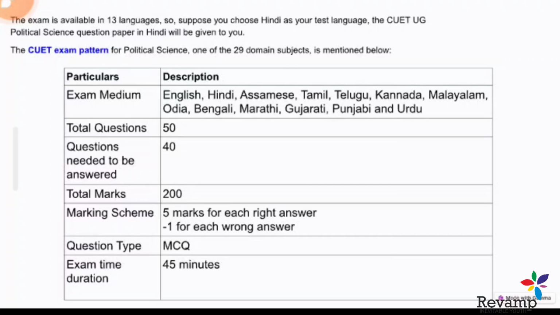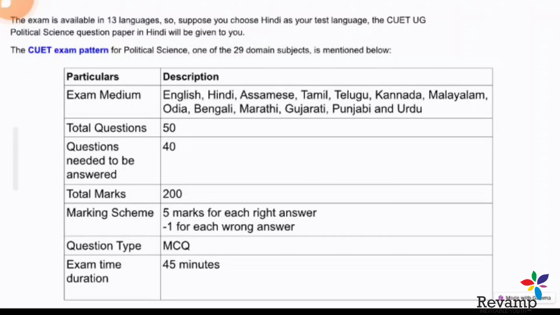The CUET exam is available in 13 languages, and there are a total of 50 questions in the entrance exam, but you have to solve only 40 questions, and each question carries 2 marks. So there are a total of 200 marks, and one negative mark for each wrong answer. For all 40 questions you have 45 minutes, and the questions are MCQ based. So this is the exam pattern that you have to follow.